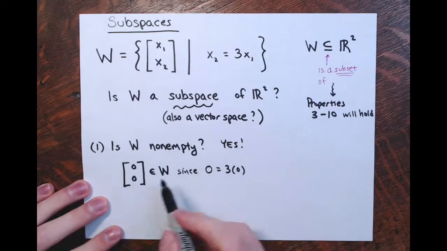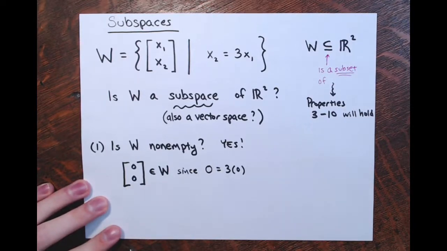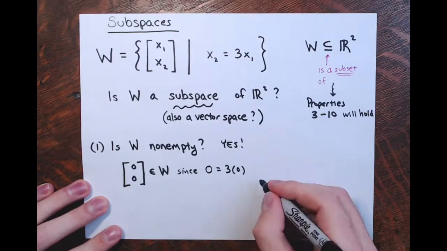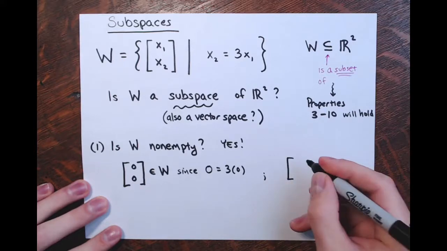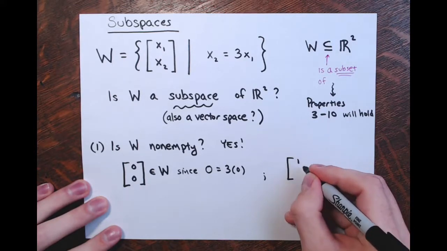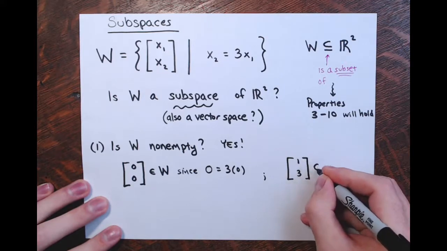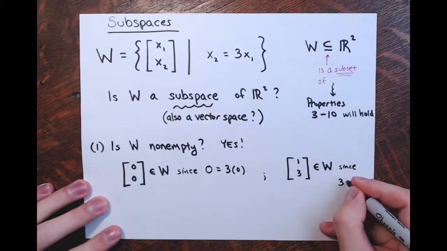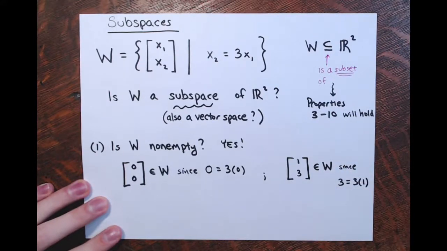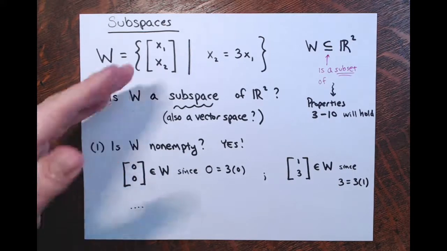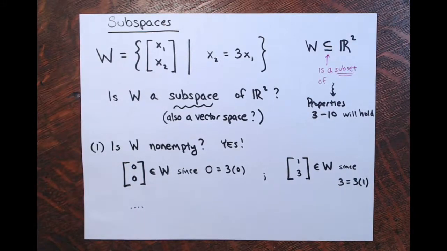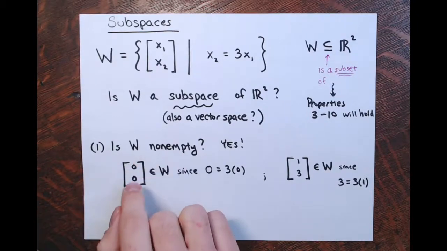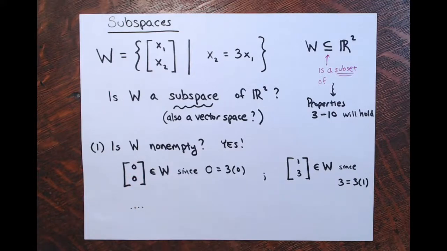So yes, there is a vector in here. All right, this set is non-empty. Now some other examples. You could throw some more out here. The vector (1, 3) is in W, right? Since the second component is 3 times the first component. And there's lots of other ones. This actually has infinitely many vectors in it, so it's definitely non-empty, and also has the 0 vector in it, so that's good.